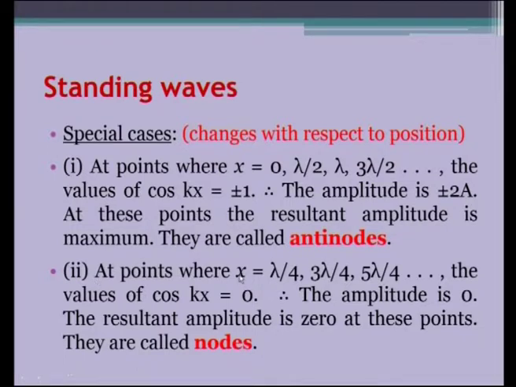Similarly, at points where x is lambda divided by 4, 3 lambda divided by 4, 5 lambda divided by 4, etc., the values of cos kx will remain 0. Thus, the amplitude is also 0. The resultant amplitude is 0 at these points, and they are called nodes. So, we have two special cases where the amplitude seems to be maximum and at other points the amplitude seems to be 0.